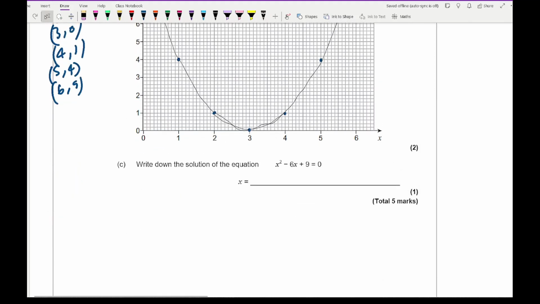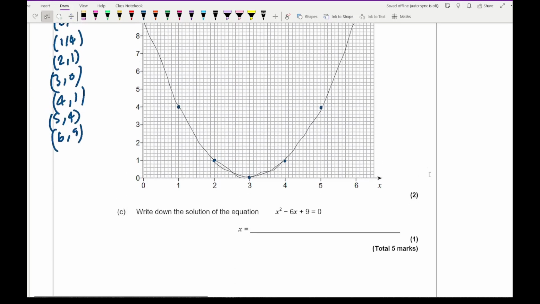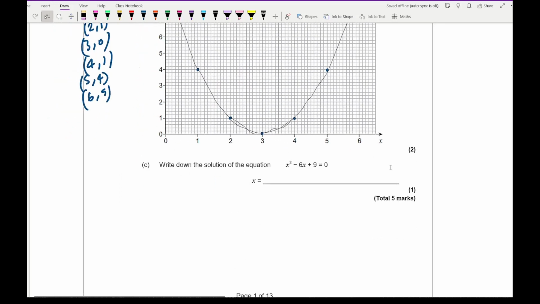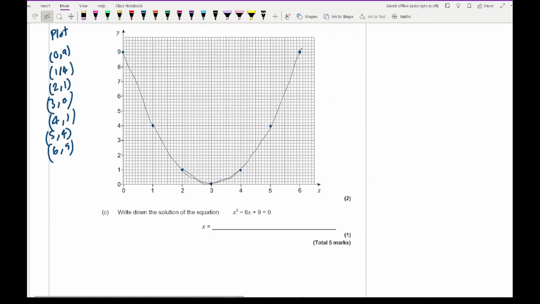Part C then says write down the solution of the equation x squared minus 6x plus 9 equals 0. So if I just zoom out so we can see the graph. Here what I want to do is plot y equals x squared minus 6x plus 9, which is already done. That's part B. And so the next thing for me to then do is plot y equals 0, which is basically the x-axis. So the x-axis is here. And you can see at this point that the curve intersects the blue line at one point only, and that is when x equals 3. So there will be our final answer.